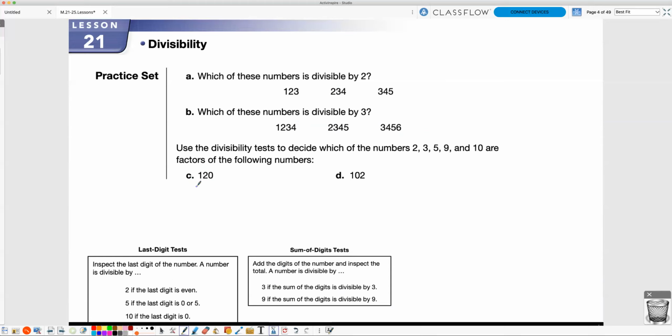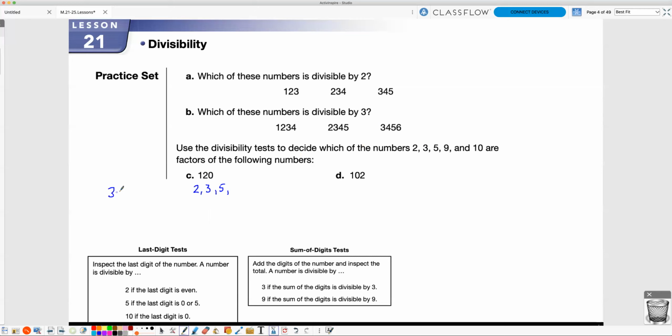So answer that now. All right, and if you answered 2, you got that correct in this case because it's an even number. 3 also works because 1 plus 2 is 3. 3 is divisible by 3. 5 also works because it ends in a 5 or a 0. It ends in 0.